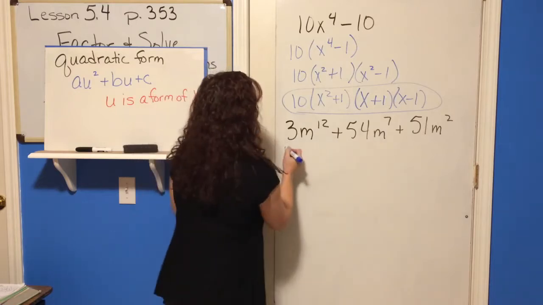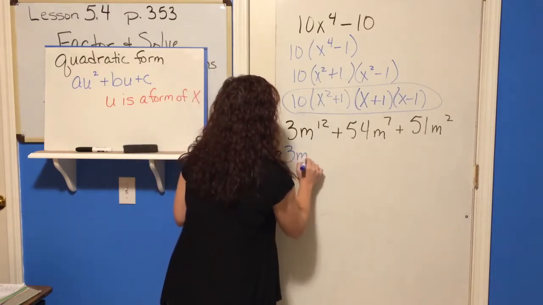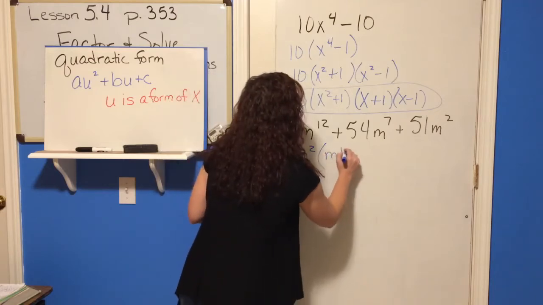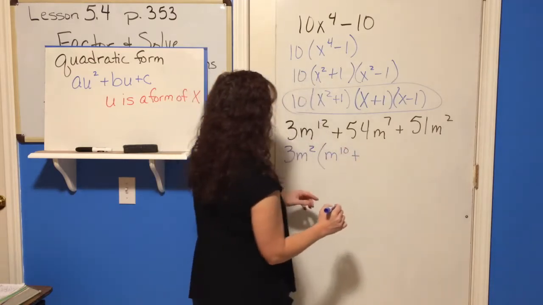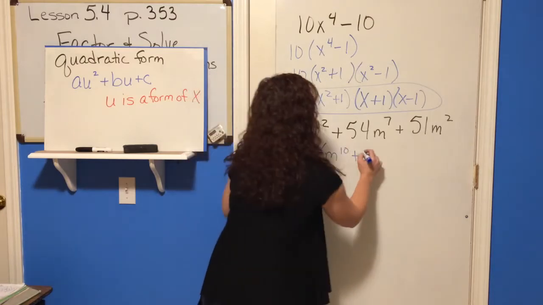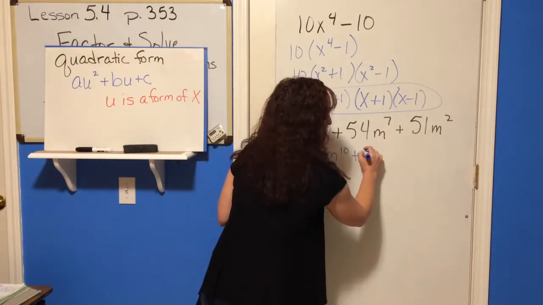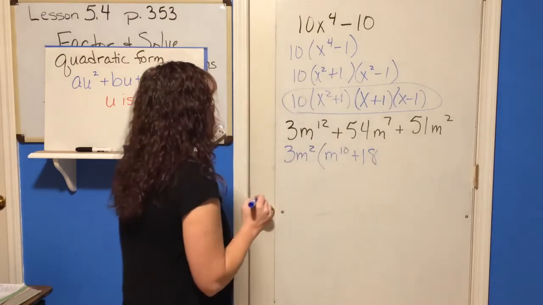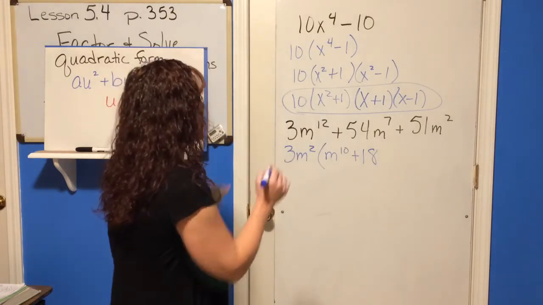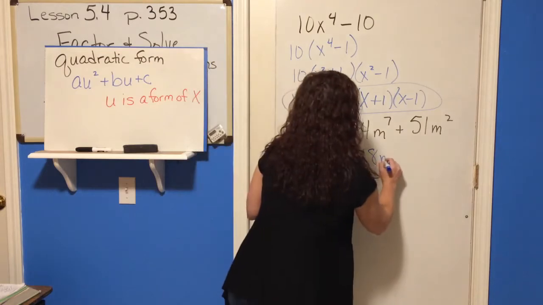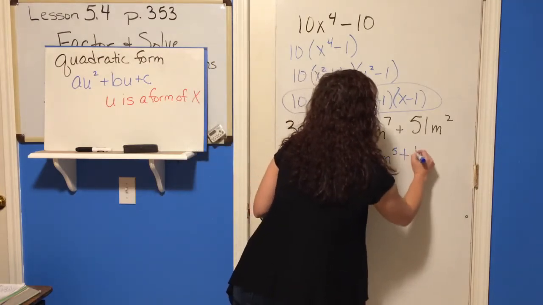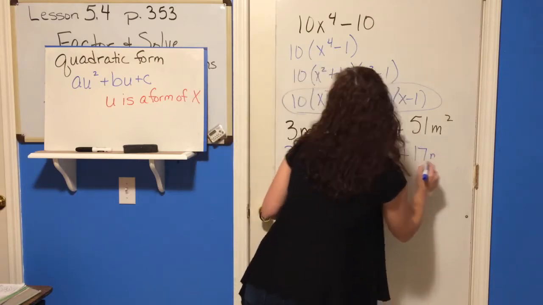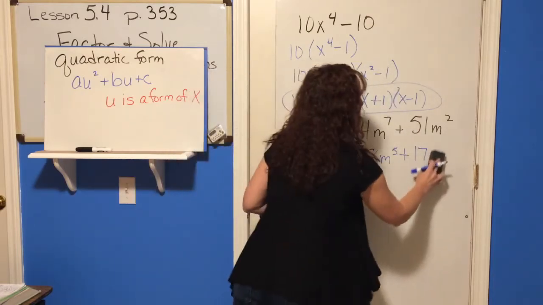Here we go. Pull out the 3m squared, because that's what they all have in common. What we have left then is m to the 10th plus 3 times 18, 3 times 8 is 24. Okay, m to the 5th plus 17, 3 times 7 is 21, yes. And no m's because we took m squared out, so we're done.